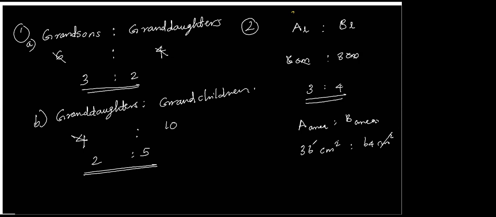Square centimeter, simplify. Then divide this one by 4. How many fours? 9. How many fours in 64? 16. 9 to 16, right? Any more? Not simplifiable. Ratio of areas. Did you understand this? Yes, teacher.